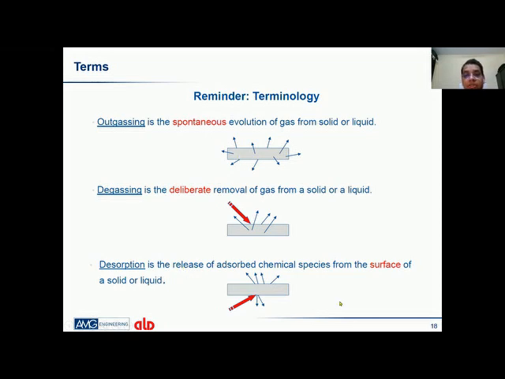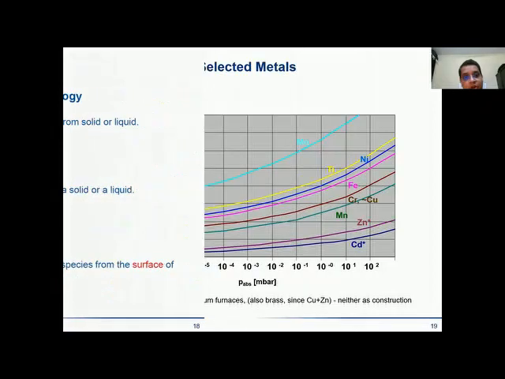Desorption is also like from the surface of the solids and the liquids, and from the different materials, things are getting released. Why I have included these terms we'll see in the coming slides. When we calculate the leak rate, all these things become more important for understanding what a leak rate is.